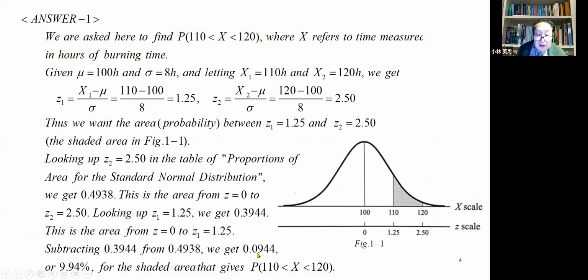Then we get 0.0994. And this means 9.94% for the shaded area. That gives the probability X is within 110 to 120. Okay, this is the answer to this one.